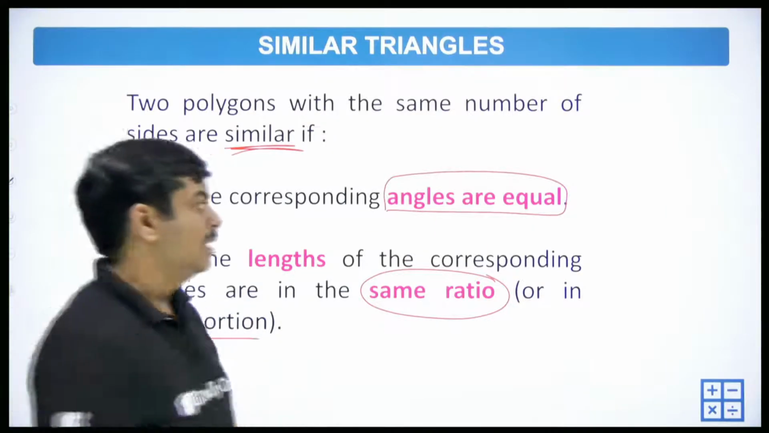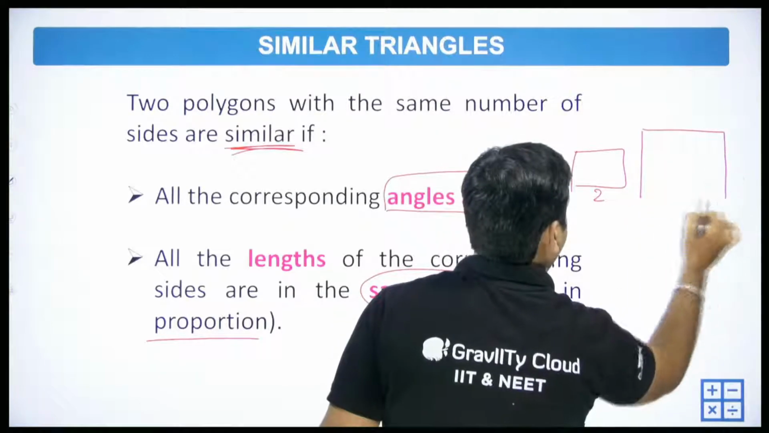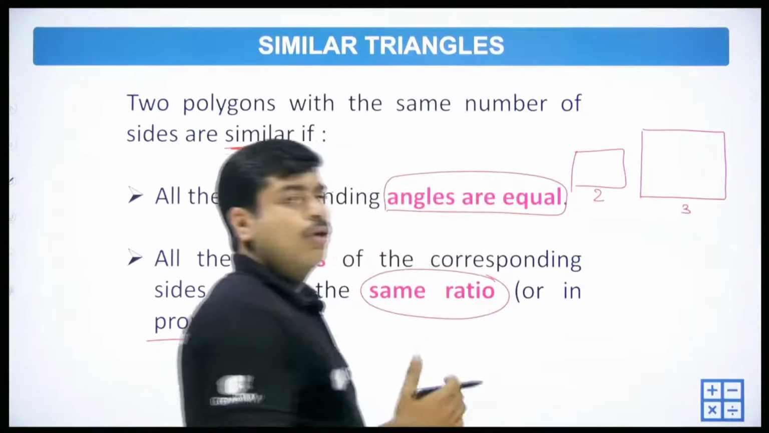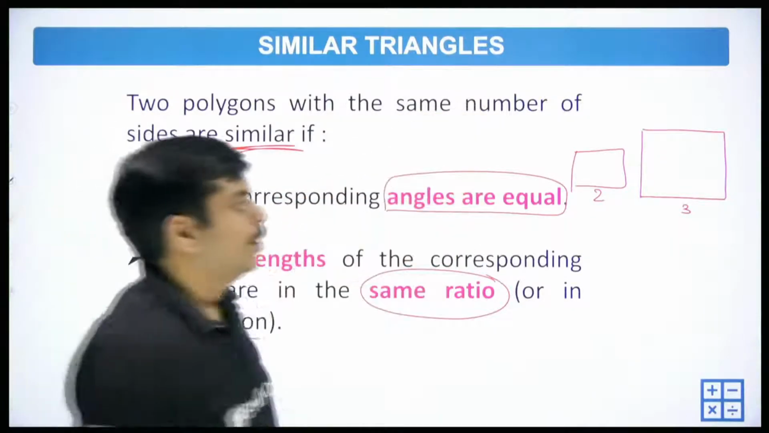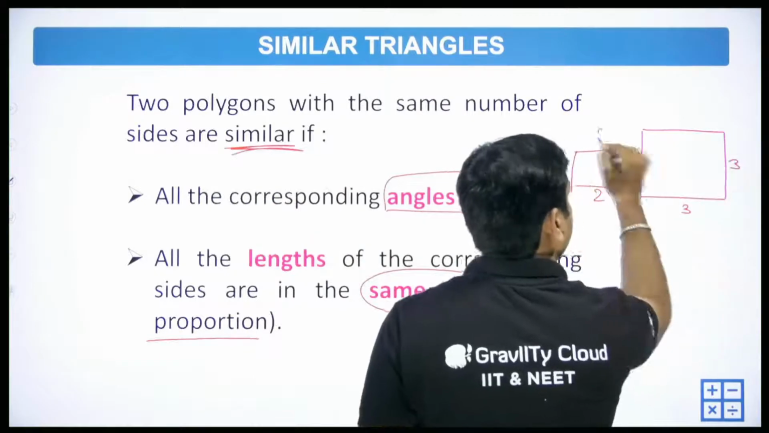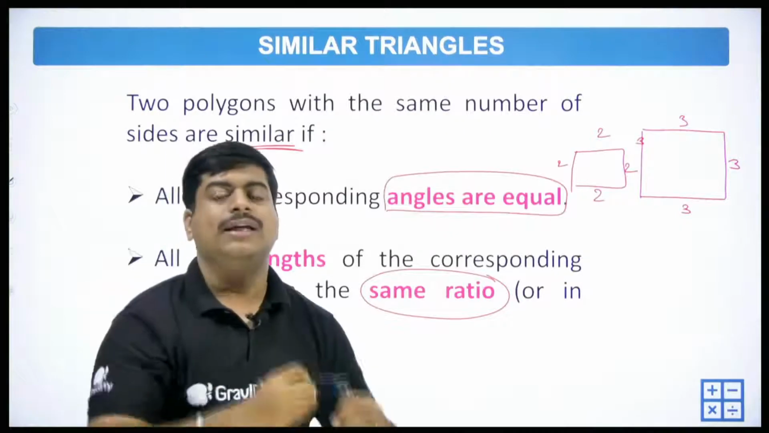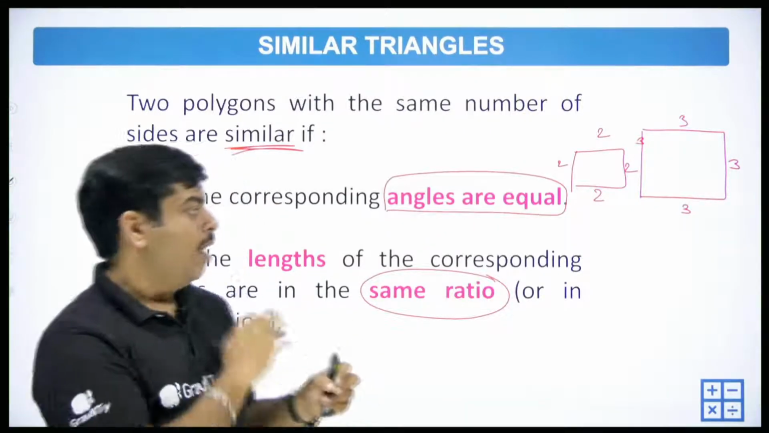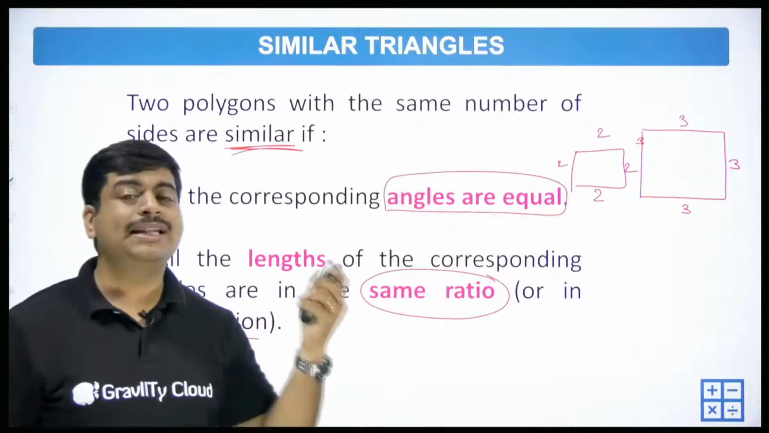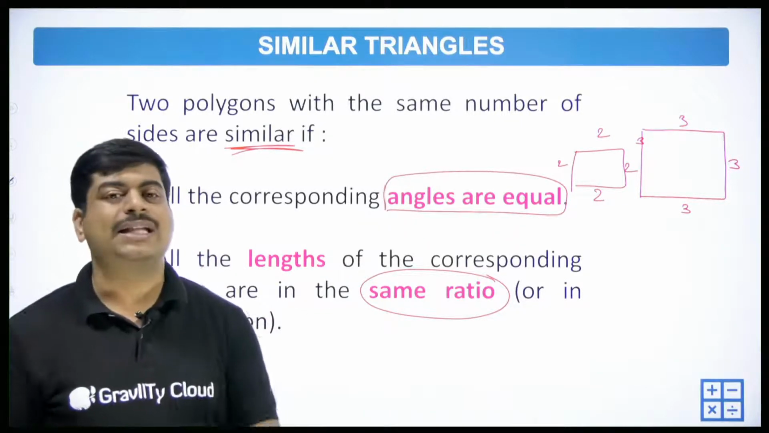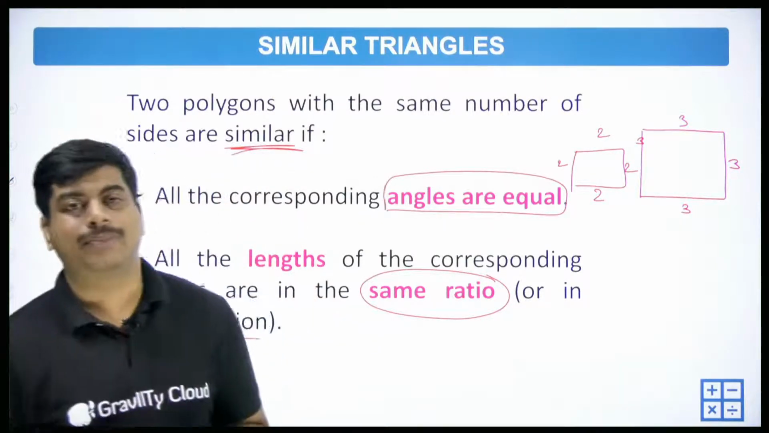Understand? That's the reason if a square is there of, let's say, side 2 centimeters and another square of side 3 centimeters, the corresponding side ratio 2:3 remains the same throughout the figure. This is 2, this is 3, same 2:3, again 2:3. So all these are the same. That means they are not equal in length, but they are equal in ratios. That type of figures we say are similar, but for congruency, definitely the sides should be equal, right?